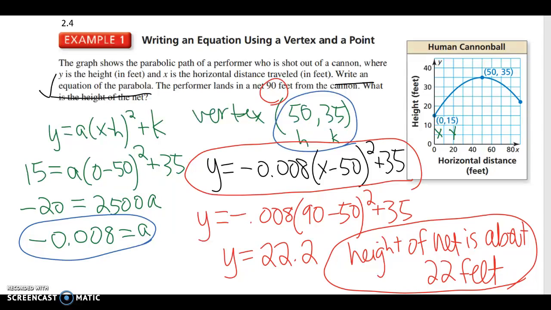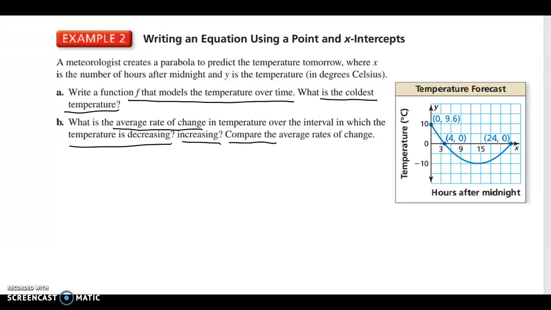So I've circled my two answers in red. I've got my equation and the height of the net when the performer lands 90 feet. Read example 2 and look at what I've underlined for the important parts of the question. Now note that we're given the x-intercepts and another xy point. So 4 will be my P, 24 will be my Q, and then I have x and y.